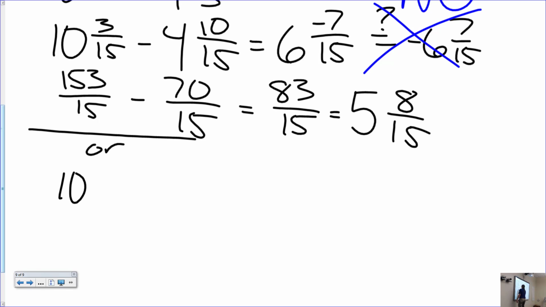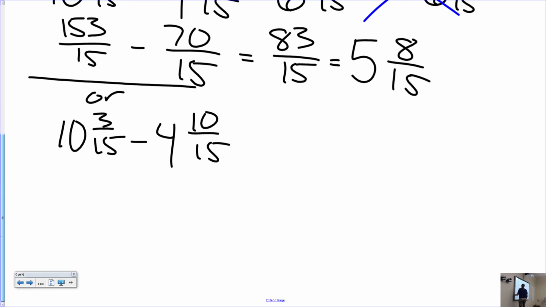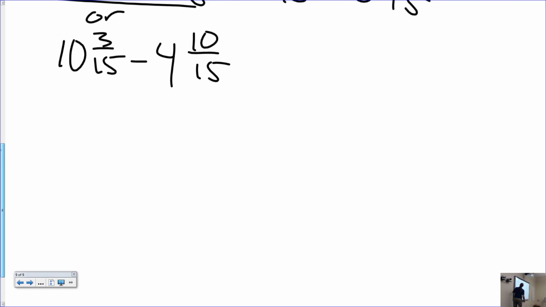Or 10 and 3/15 minus 4 and 10/15. How do you borrow, folks? You take 1 away from the 10. Hang on. So it's basically 15 over 15, so you just add 15 to the 3.